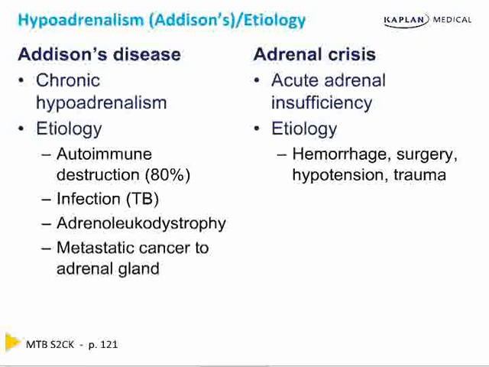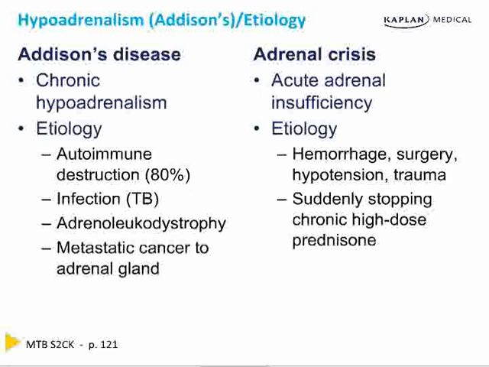Now, sometimes this can be hard to determine because hemorrhage, surgery, hypotension, and trauma don't just result from adrenal crisis. They, in fact, cause adrenal crisis when you underperfuse those adrenals. In addition, suddenly stopping chronic high-dose prednisone can result in adrenal crisis, because the body gets used to those hormones all the time. When you suddenly stop them, all of a sudden, bang, they're out of gas and hypotensive.